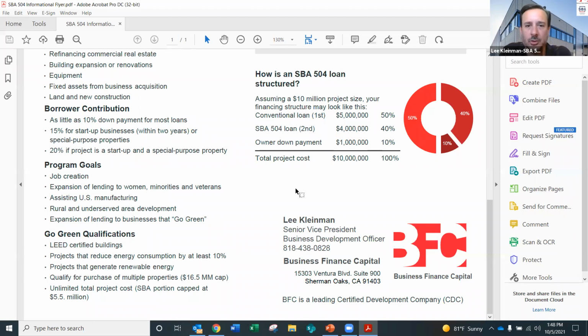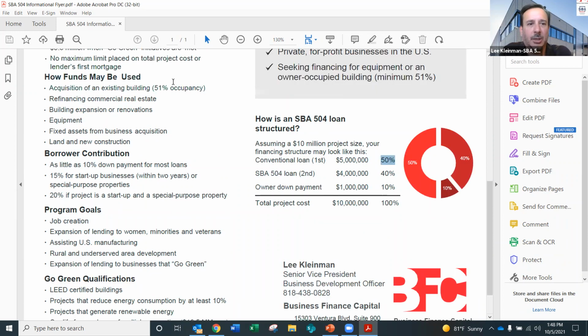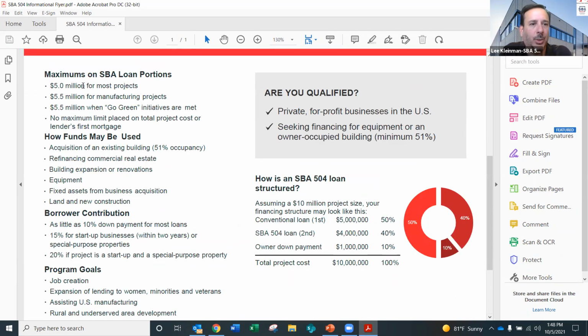But for a larger project, let's just say someone wants to buy a building for $21 million or $22 million. I've done the math. I'm aware of a few first mortgage lenders that will go to 65% on the first mortgage piece. I come in with the $5 or $5.5 million SBA second mortgage. The customer comes in with 10% down, and that math allows for the purchase of about a $21 or $22 million building with just 10% down.